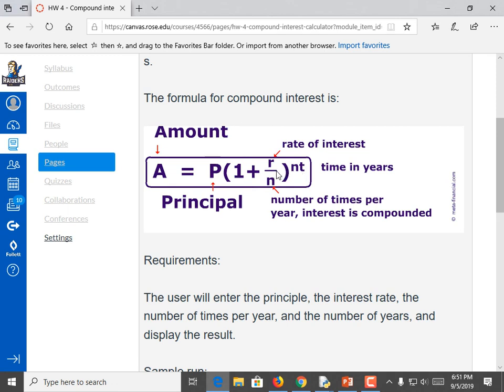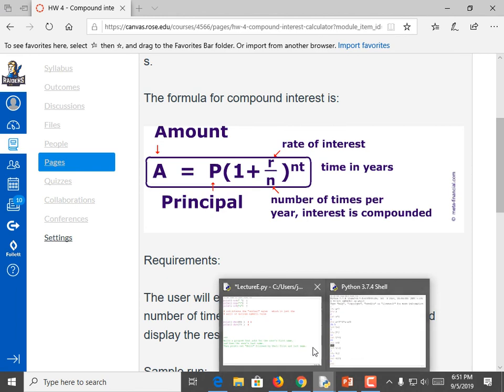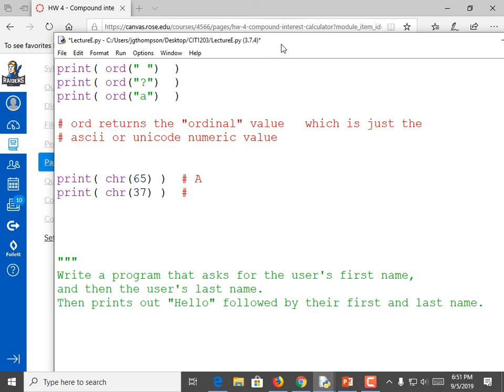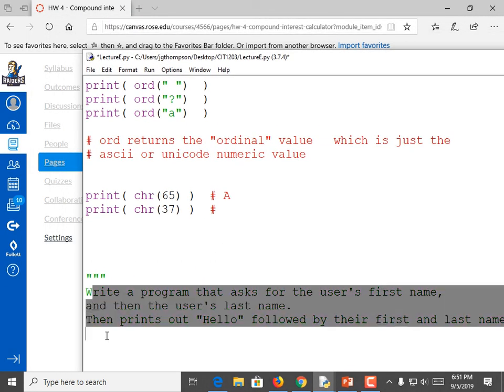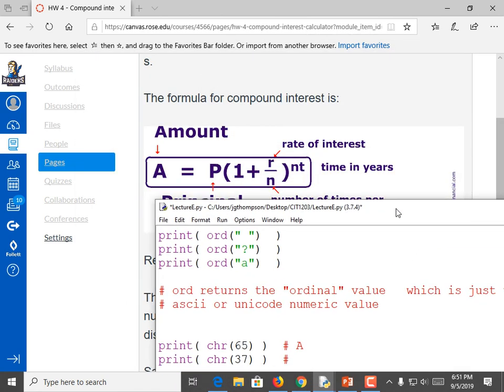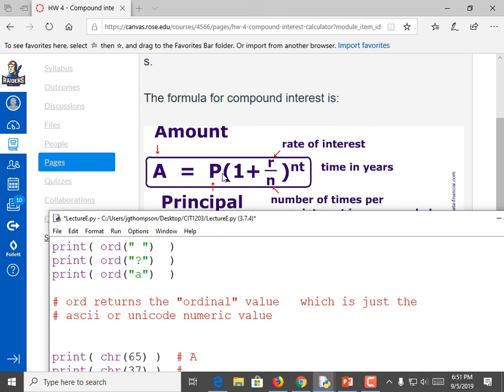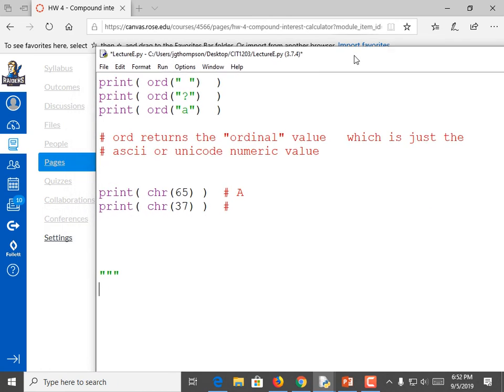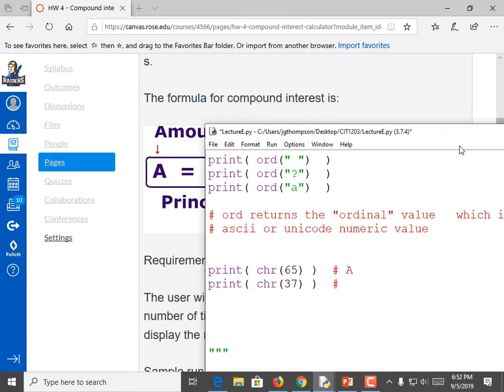So how would I express that in computer-ese? It would look something like this. I'm just going to delete that part. We don't care about asking the user for their first and last name. We're doing the interest problem. Okay, so if I have already asked the user for P, for R, and then N, and then T, I could calculate the interest like this.